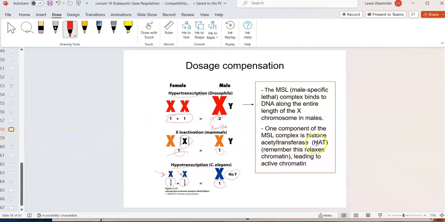And then this occurs from histone acetyltransferase. So this is going to add acetyl groups, right? And that activates chromatin. And then we can methylate it, and that would inactivate it.